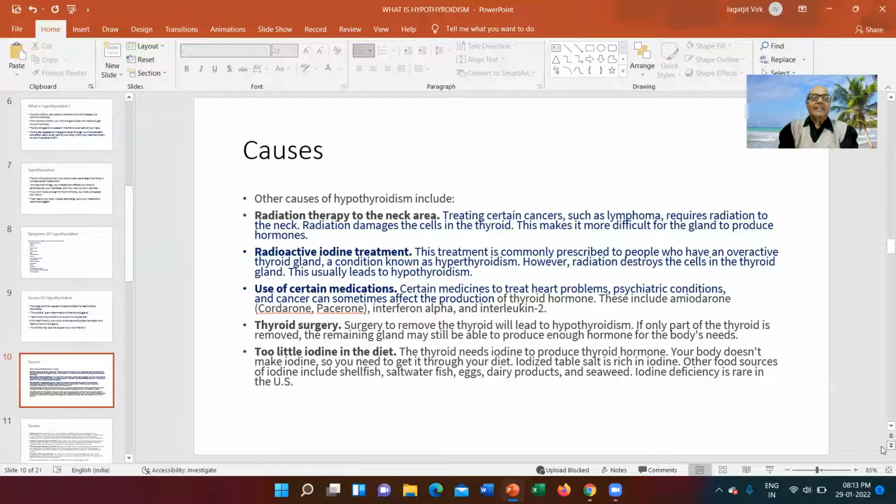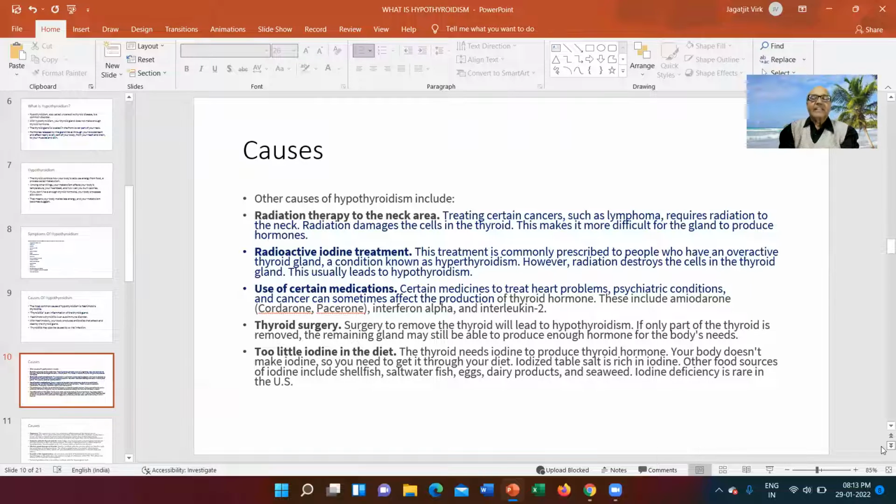Use of certain medications. Certain medicines to treat heart problems, psychiatric conditions, and cancer can sometimes affect the production of thyroid hormone. These include amiodarone, Cordarone, Pacerone, interferon alpha, and interleukin-2. Thyroid surgery. Surgery to remove the thyroid will lead to hypothyroidism. If only part of the thyroid is removed, the remaining gland may still be able to produce enough hormone for the body's needs.